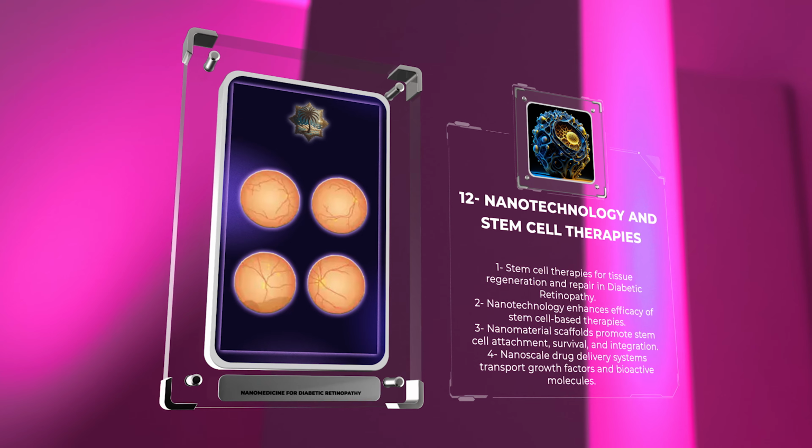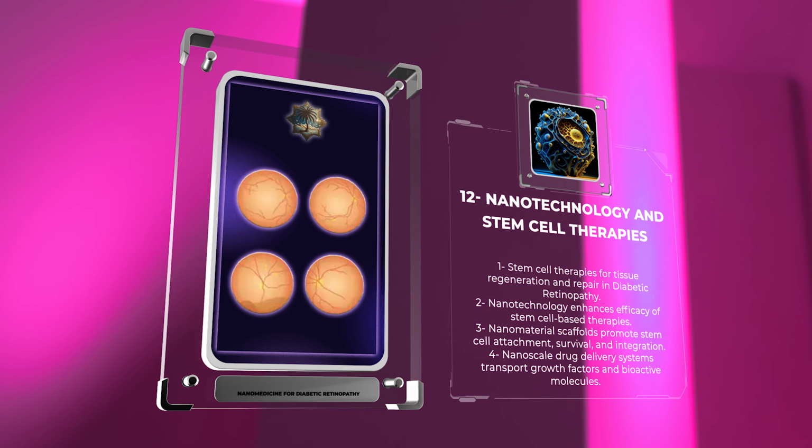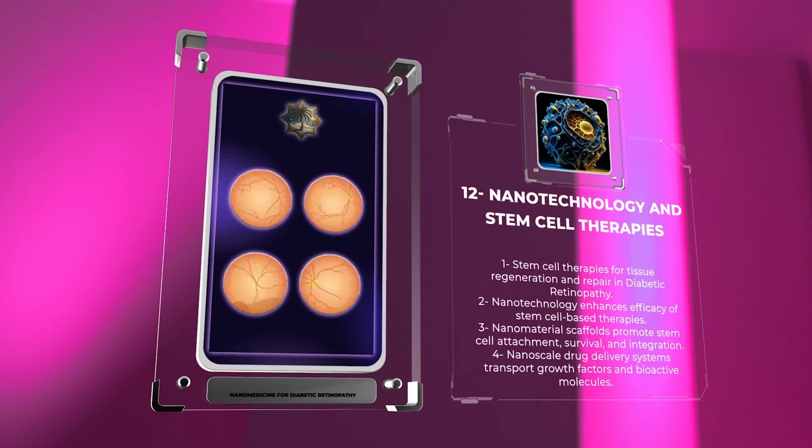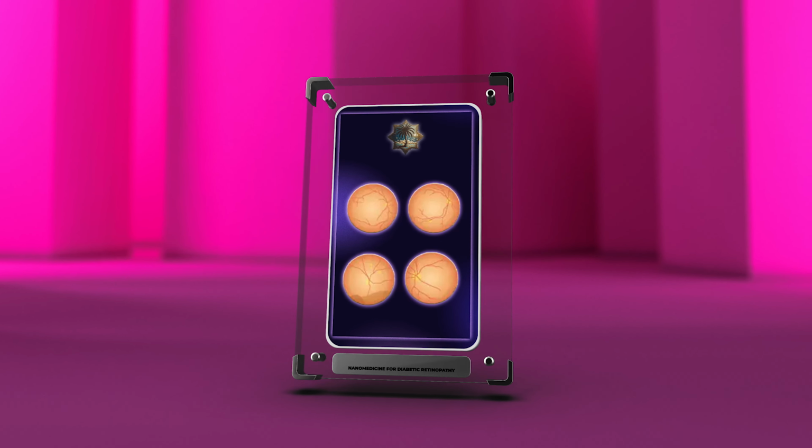The integration of nanotechnology with stem cell therapies holds immense promise in the management of diabetic retinopathy, potentially offering a regenerative approach to combat the progression of this devastating ocular disease. In conclusion, medical nanotechnology offers significant advancements in ocular healthcare.